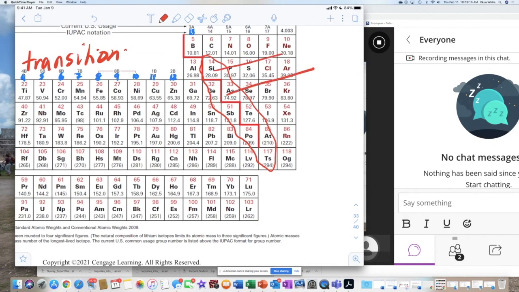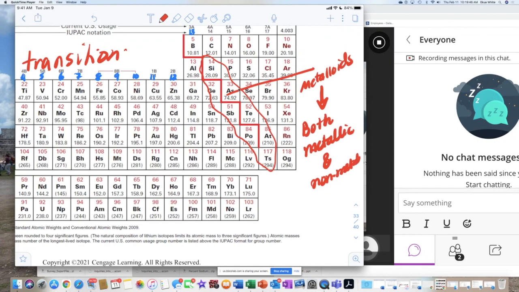So silicon and stuff, these are called metalloids. Oh, I didn't write that properly. It looks like metabids. Let me write better. Metalloids. Okay? And they're called metalloids because they have properties of both sides. They have both metallic and non-metallic behavior.